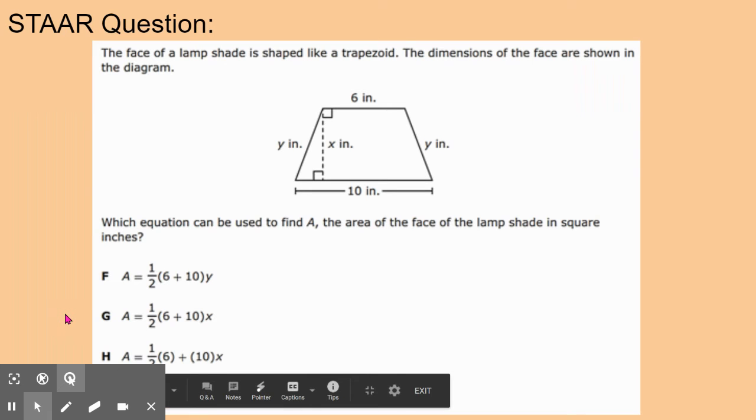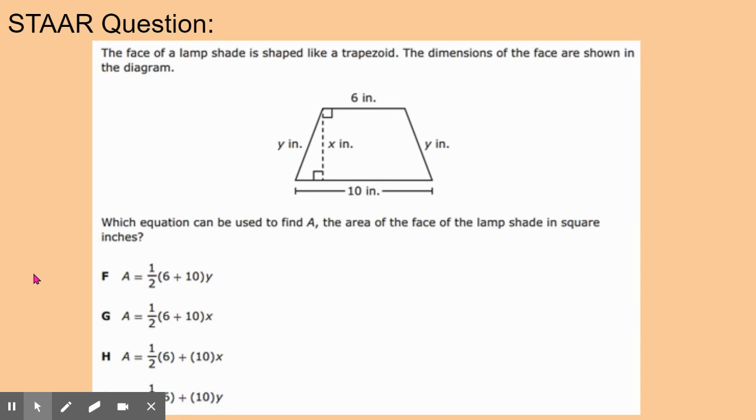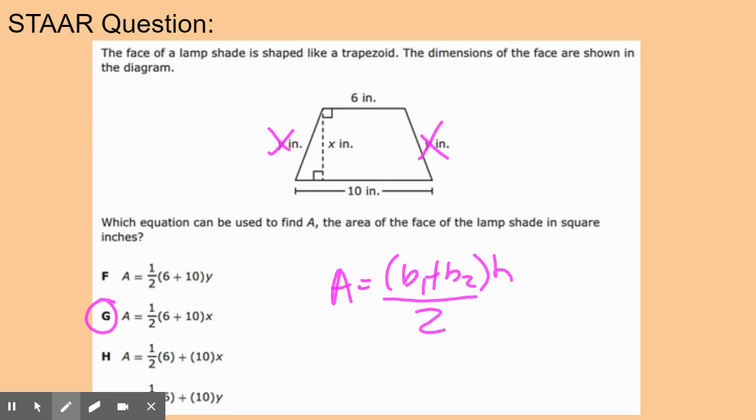All right. So now this is an example of a STAR question from a couple of years ago. I want y'all to try this on your own, pause the video and see if you can get it correct. So looking at this, I should know my formula, which is base 1 plus base 2 times height over 2. Well, if I look, none of these match this, which means they're using the STAR formula, which means we're going to use the 1/2 instead, okay?